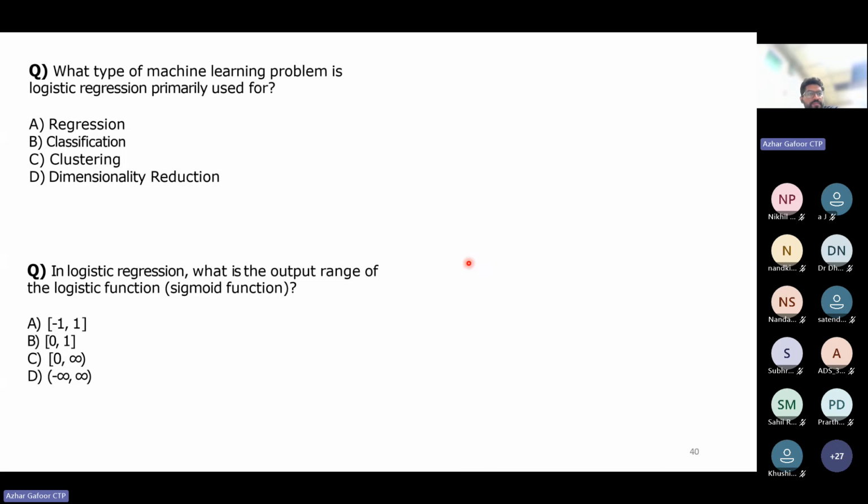So here we have some questions. What type of machine learning problem is logistic regression primarily used for? Even though logistic regression has regression in its name, we should not fall for it. Logistic regression is a classification algorithm used to model the probability of a binary outcome. Then, in logistic regression, what is the output range of the logistic function? We know the logistic function is a sigmoid function, so the range is from 0 to 1.